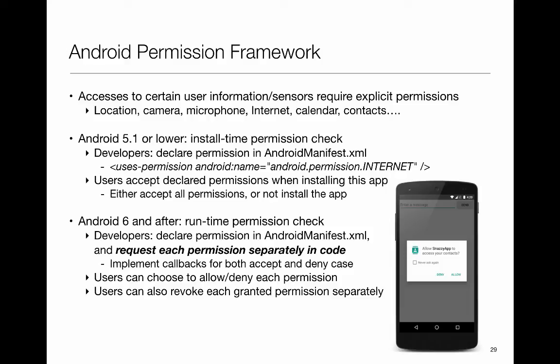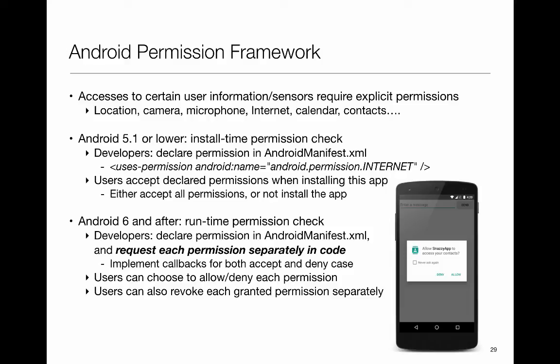In older versions of Android, this is an install-time permission check. The way you do it is you define it in the Android manifest file. Say I want to access the internet in my application, and the users have to accept this when they are installing the app. Otherwise, they will just choose to not install the app. This is not very convenient because if I feel some permission is bad, I just can't use the application anymore.